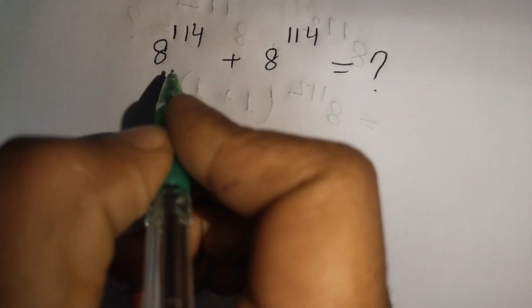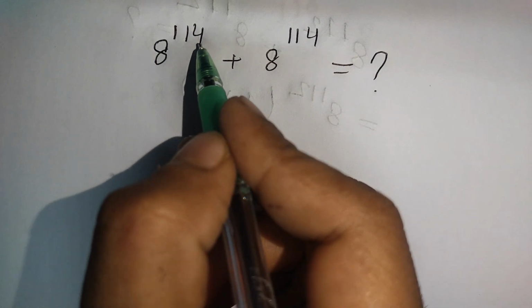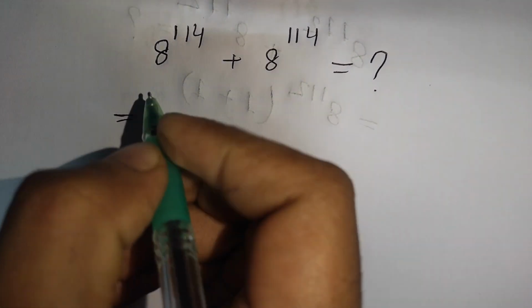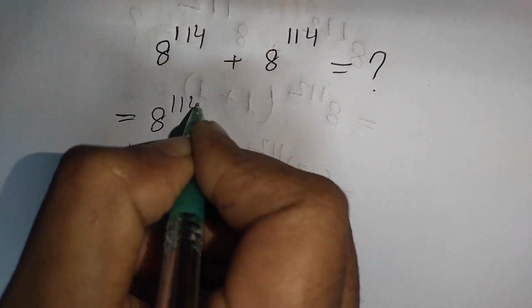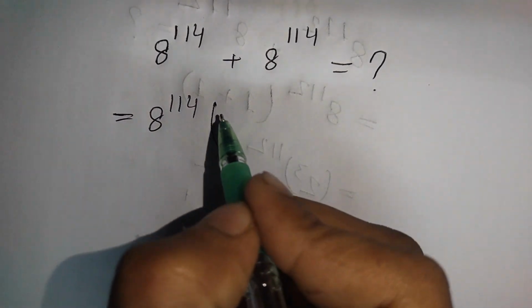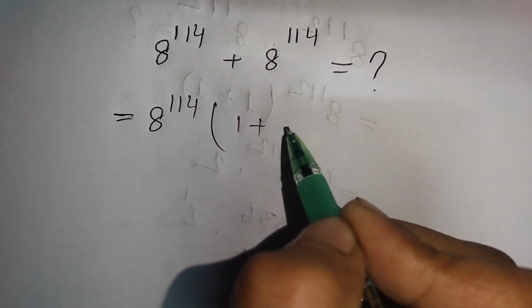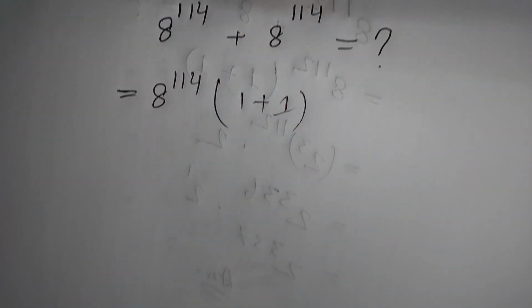How to solve 8 to the power 114 plus 8 to the power 114 is equal to what? At first we take common 8 to the power 114. First bracket start, this divided by this, that means 1. This divided by this, that means 1.